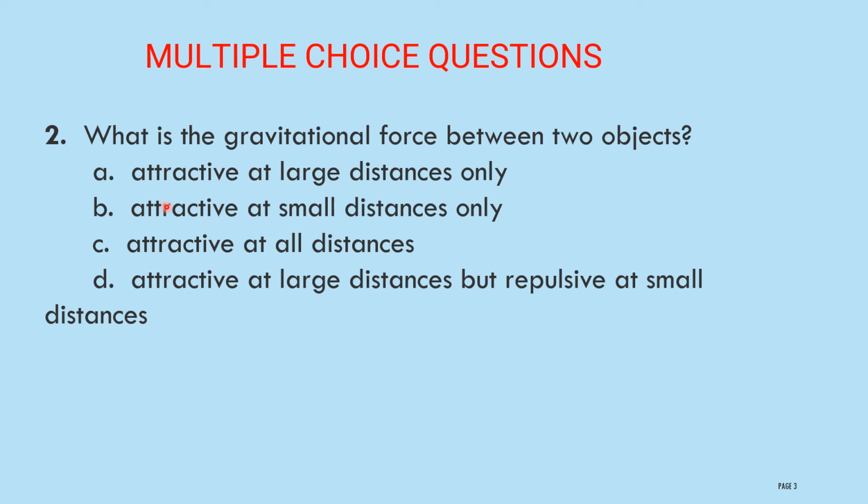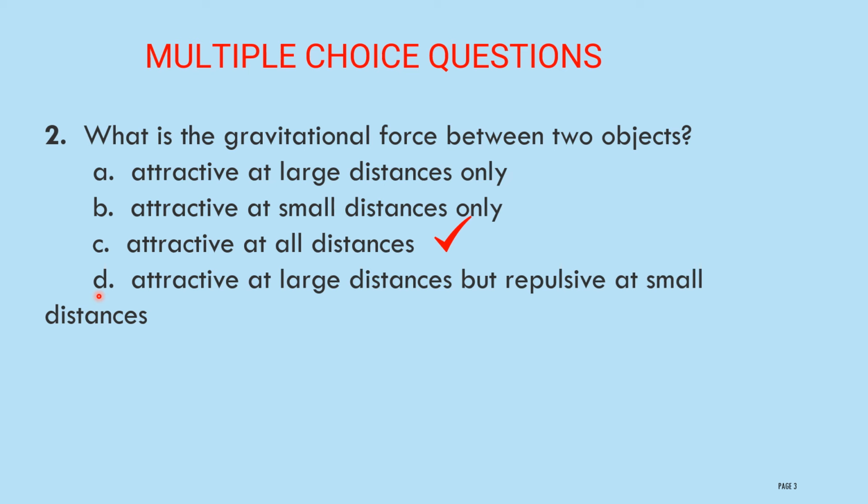Option A, attractive at larger distance only. Option B, attractive at small distance only. Option C, attractive at all distance. Option D, attractive at larger distance but repulsive at small distance. The correct answer is attractive at all distances.